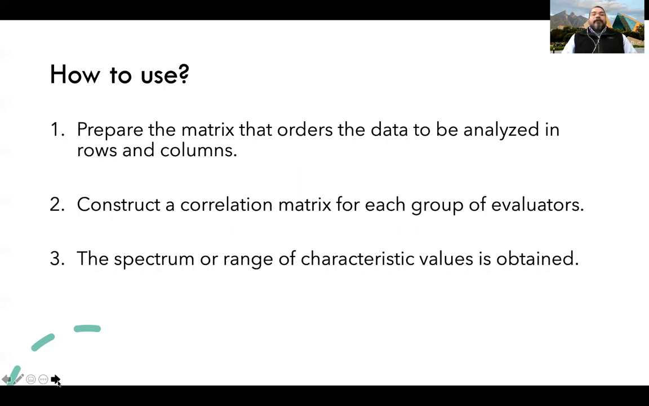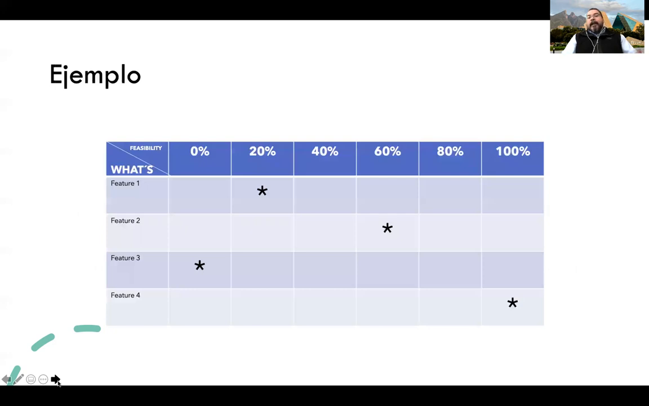How to use it? We need to prepare the matrix that orders the data to be analyzed in rows and columns. We are going to construct a correlation matrix for each group of evaluators, and the spectrum of a range of characteristic values is obtained. This is an example of the feasibility of applying this set of features. And in the columns, we have a percentage of these feasibilities.